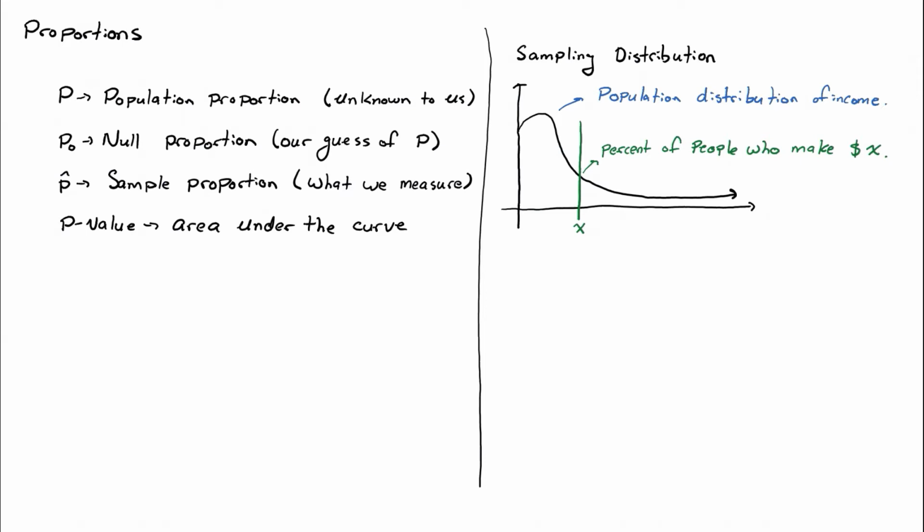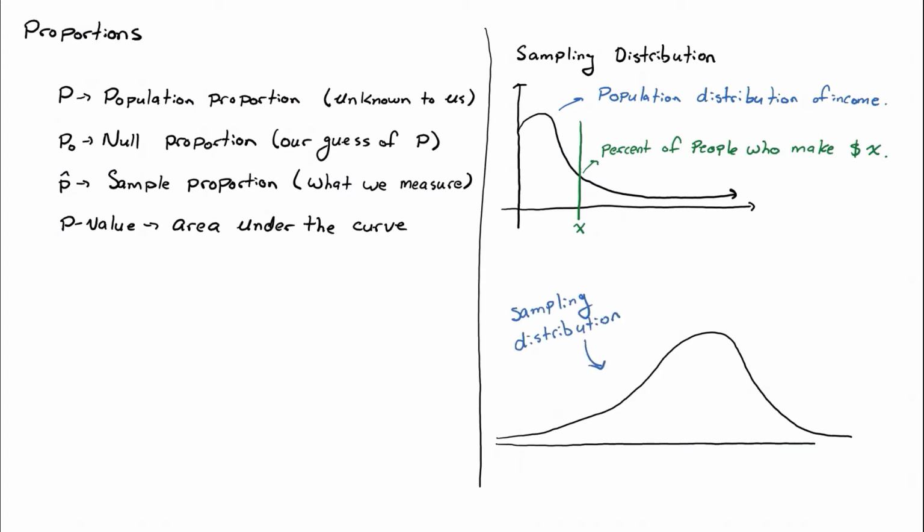Instead, we consider an abstraction. Think about taking 1 trillion samples and making a distribution of the average of each. That's the sampling distribution. Each x value now represents the percent of samples that have an average income of X dollars. The sampling distribution is normal, and we have formulas to compute the mean and standard deviation.